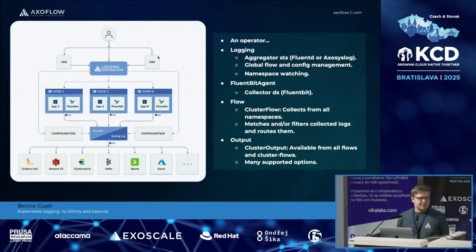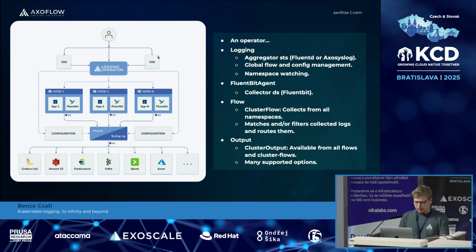Obviously, it is a Kubernetes operator, which you can use the following way. You define a logging custom resource, which mainly configures the log aggregator of your choice. Right now, we support Fluentd and Axosyslog, Axosyslog being a syslog-ng fork that we created and packaged ready for the cloud and for Kubernetes. Besides that, there are also a couple of settings for global flow control, namespace watching, and configuration management that you can also specify within the logging resource.